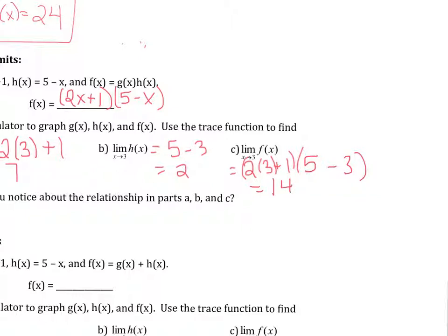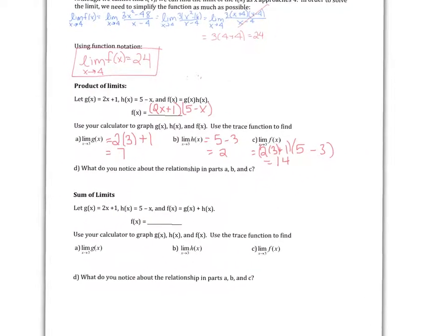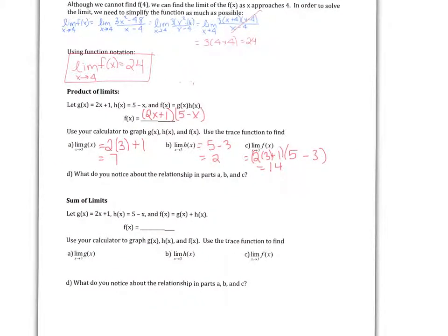So now my question to you is, what do you notice about the relationship between your answers in part A, so the limit as x approaches 3 of g of x equals 7, and part B, which is the limit as x approaches 3 of h of x equals 2, to the relationship in part C. So go ahead and fill in that relationship, and I will check it tomorrow in class.